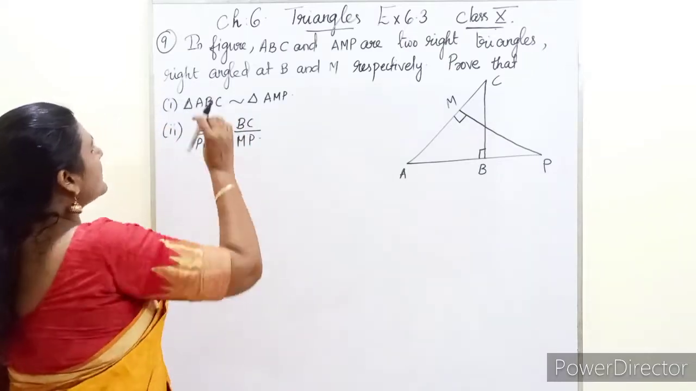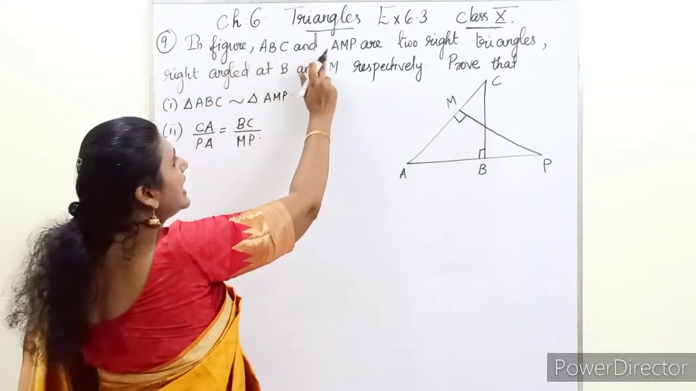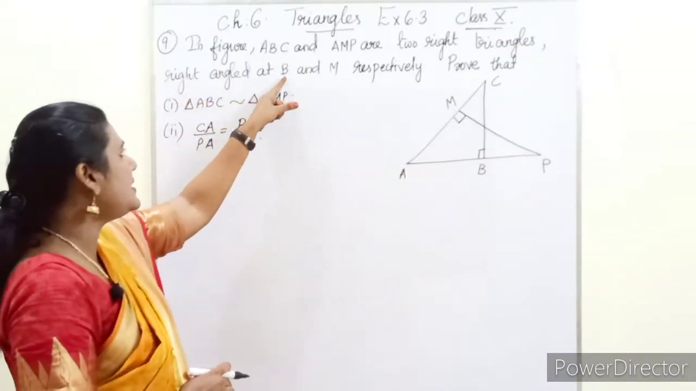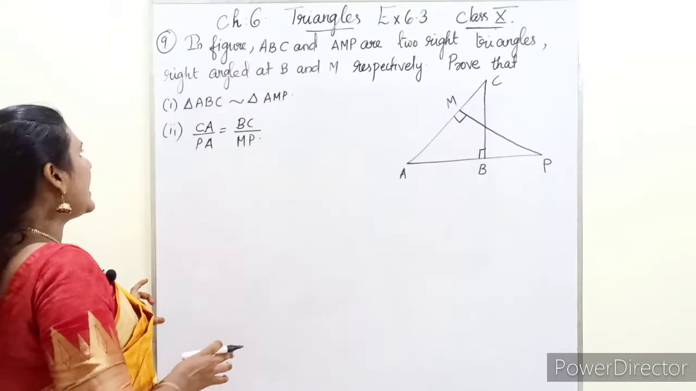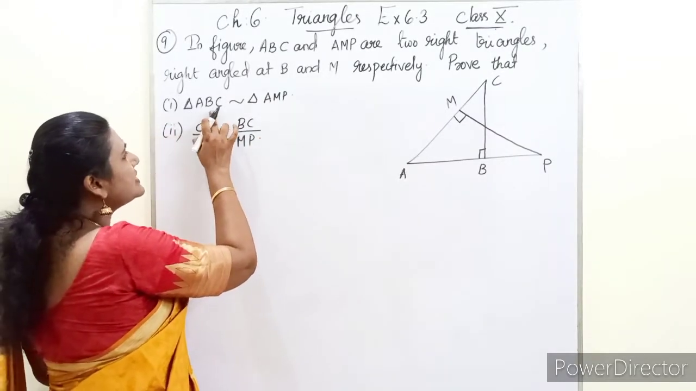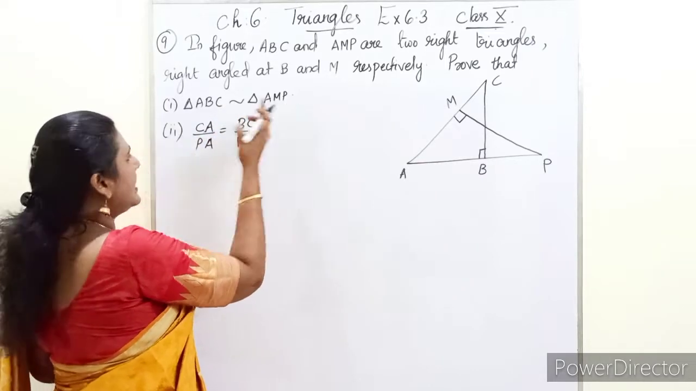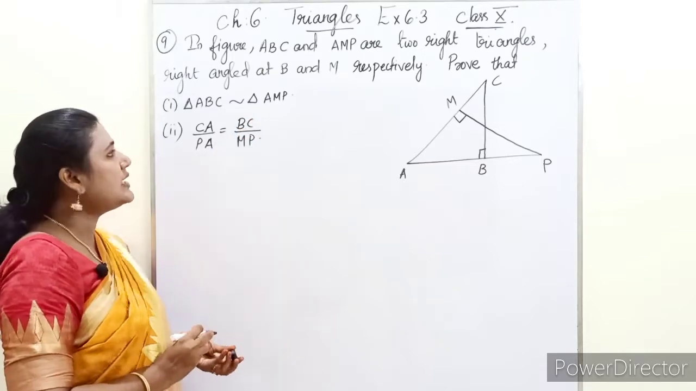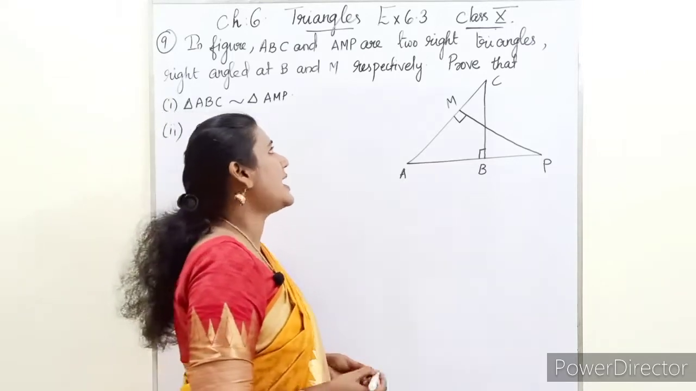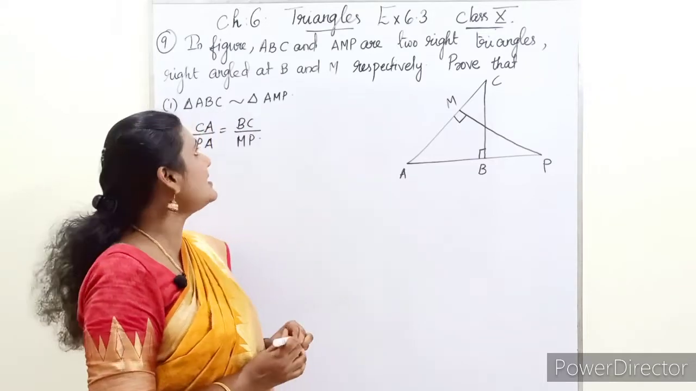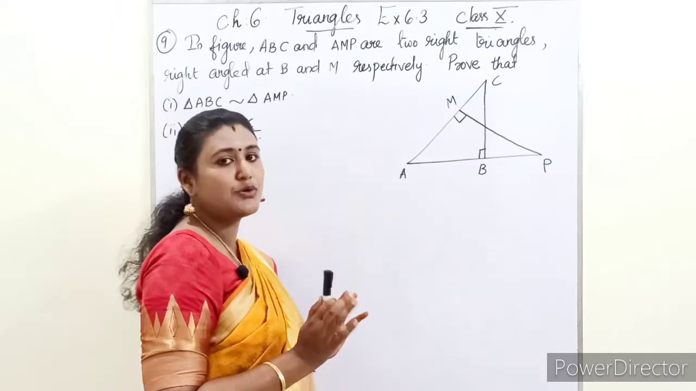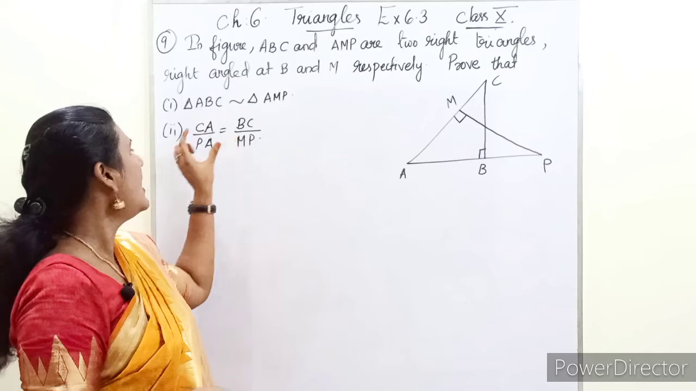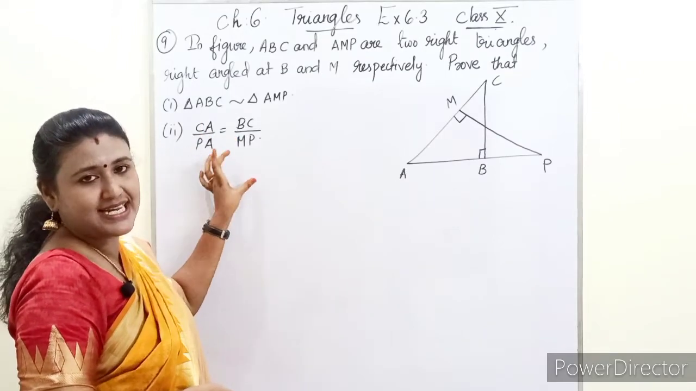Question number 9. In figure, ABC and AMP are two right triangles, right angled at B and M respectively. Prove that the first condition is triangle ABC is similar to triangle AMP and the second part CA by PA is equal to BC by MP. So here in this question we are given two triangles which are right angled triangles and we have to prove two conditions. First part we have to prove the given pair of triangles are similar and the second one the ratio of the sides are equal.